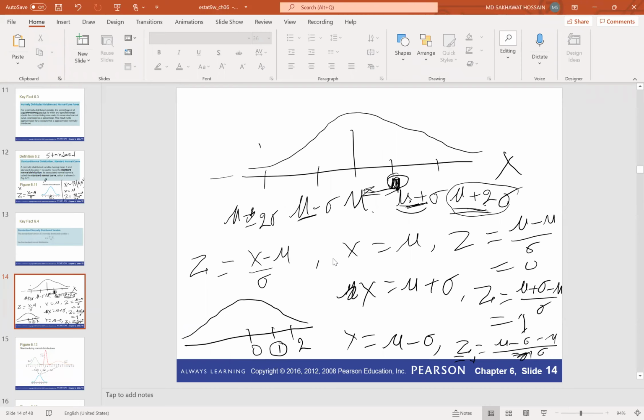So similarly, this is mu minus sigma, so this is 1 standard deviation below the mean. That's why it will become -1. So negative means it is below the mean, and positive means it is above the mean. And corresponding to this one, you will find -2, and that means this value is 2 standard deviations below the mean.